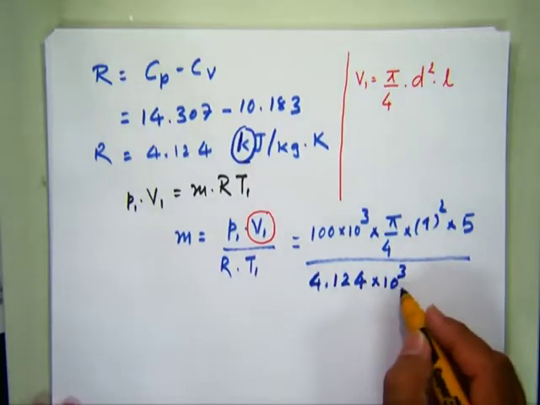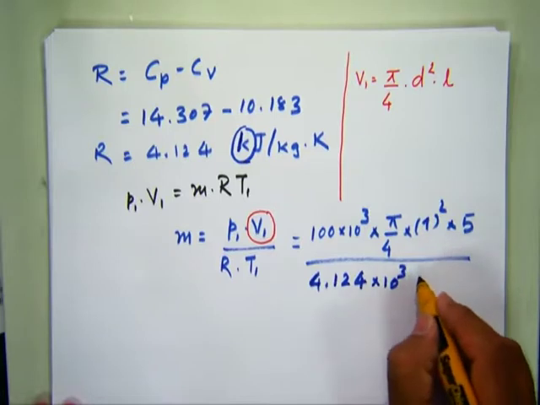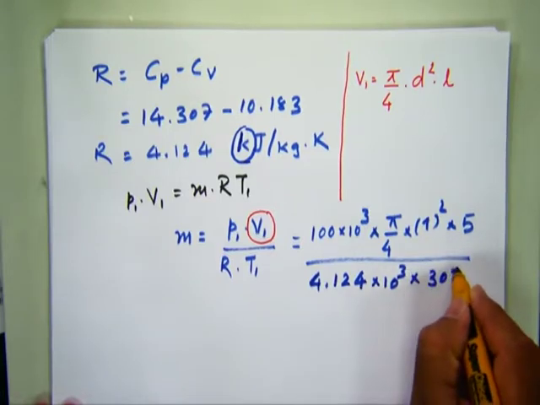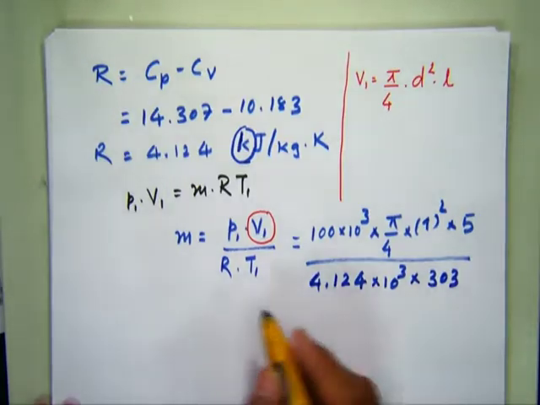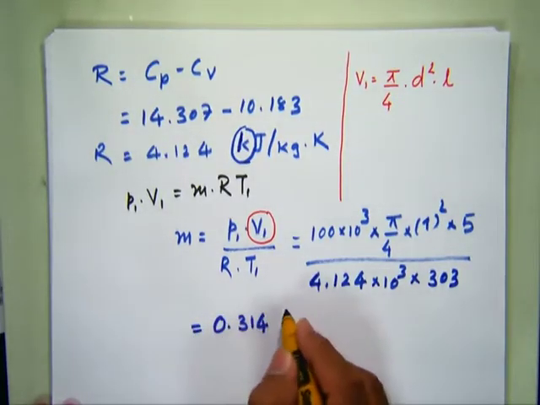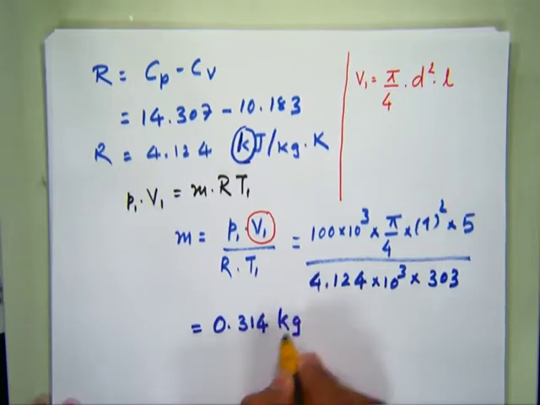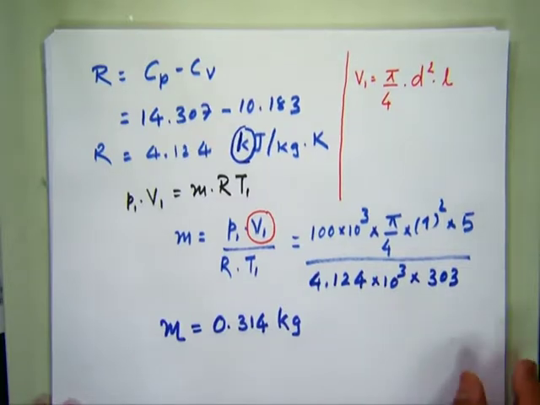So it is 4.124 into 10 raised to 3, multiplied by 303. So you will get M is equal to 0.314 kg. This gives you the value M is equal to 0.314 kg.